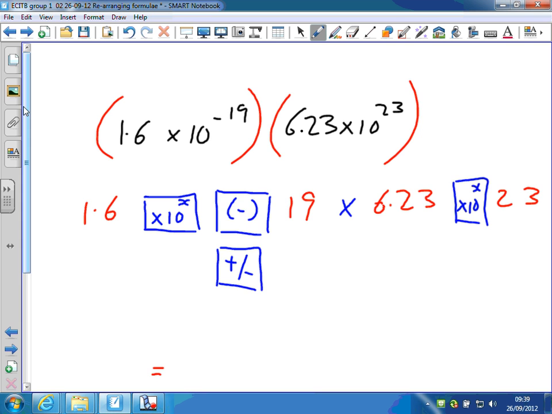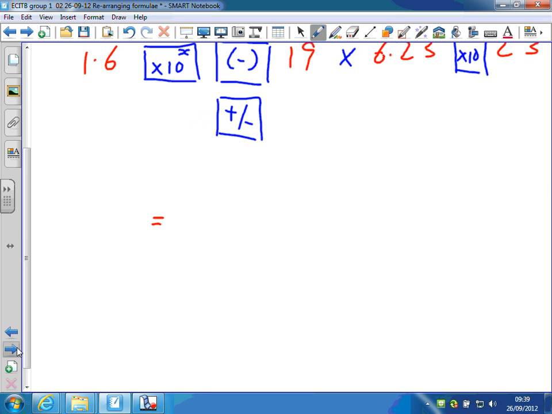Anyway, the answer is 99.68 times 10 to the 3. It's in coulombs if we're thinking about this actual number because it's a charge. So it's 99,680 coulombs.